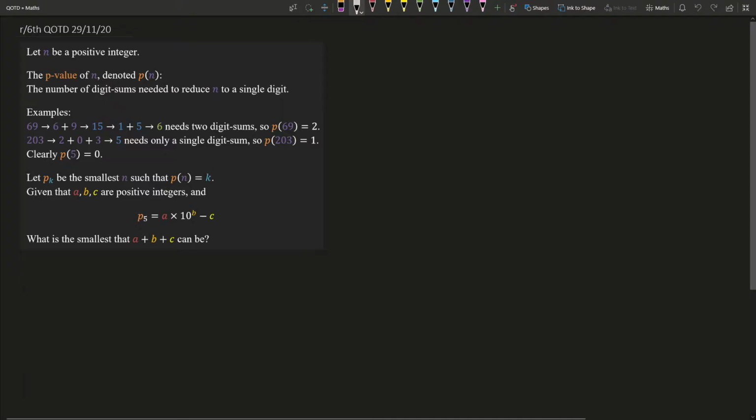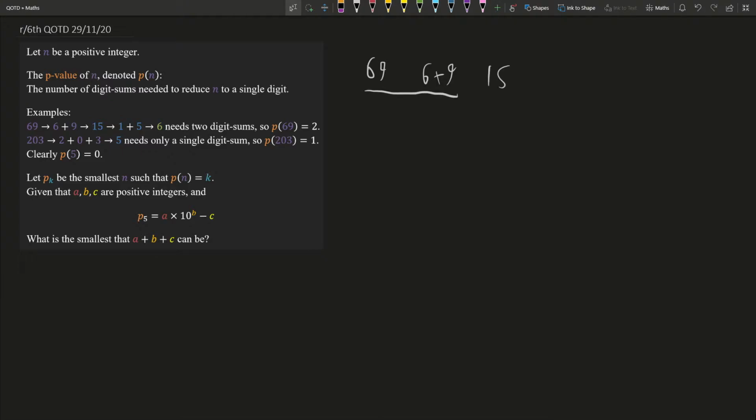So, for example, the classic 69, its digit sum is 6 plus 9, because we have 6 and 9, which is 15. So we've done one pass, and now 15, its digit sum is 1 plus 5 equals 6. And you can see that we've done two passes. So the p-value of 69 is 2.